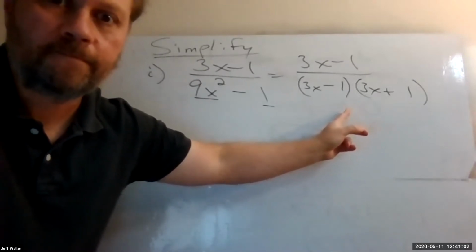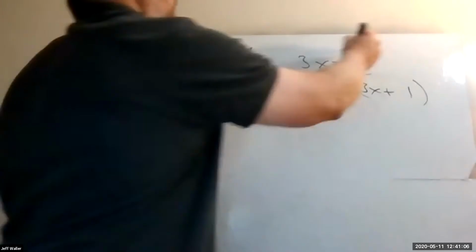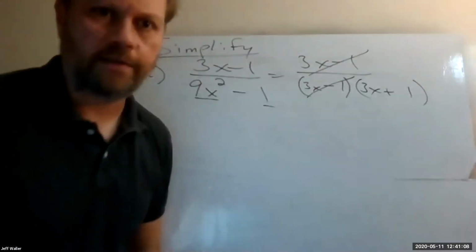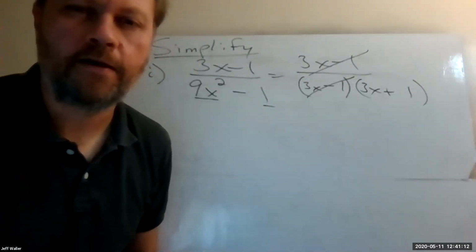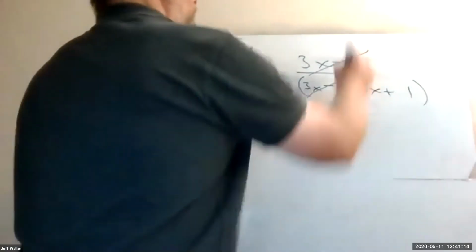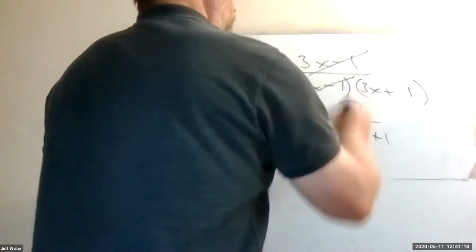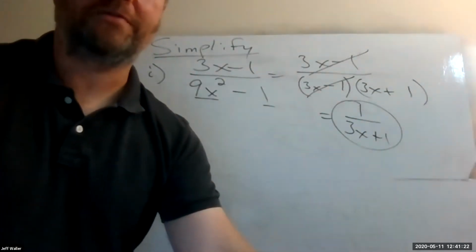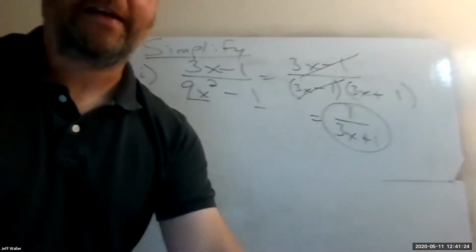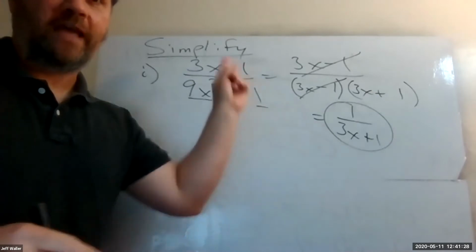Reduce the same term. What's the same on the top as it is on the bottom? 3x. So what's the answer? 1 over 3x plus 1. That divided by itself is 1, and the 3x plus 1 is on the bottom. Now, just to show you again, if you don't believe me, I just did the exact same thing you would if they were just numbers.